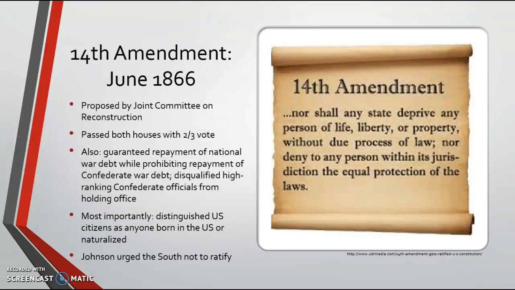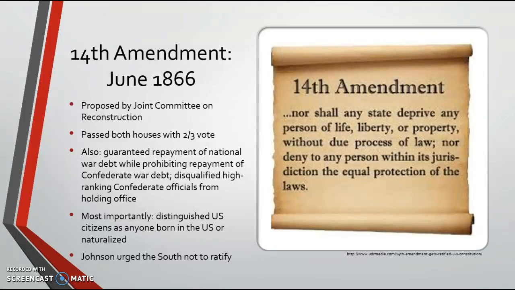It also guarantees a repayment of the national war debt. So the war debt that the North had accrued throughout the Civil War is guaranteed to be paid off as a federal debt, meaning taxes will be collected by all states to pay for that, but it denied the Confederate war debt. So those Southern states are on their own paying for their rebellion. It also disqualified high-ranking Confederates from holding office, and this was done to counteract all of those pardons that Johnson was giving out.